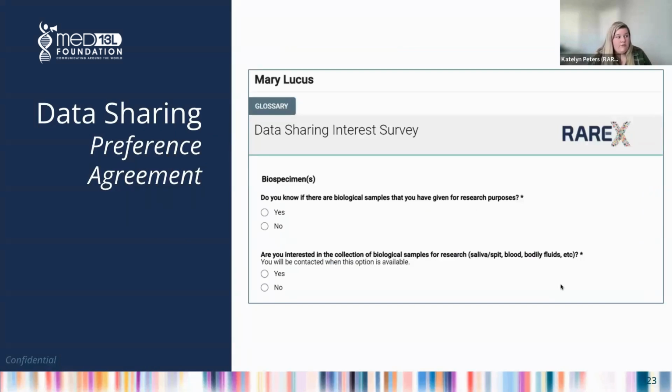In the data sharing preference agreement, it will ask if the patient has any biological samples that have been given for research purposes. If you select yes, it will prompt you to put in where they've been collected. And if you are interested in collecting biological samples, once this becomes available through RareX, you can select yes, and you will be contacted once that is available.